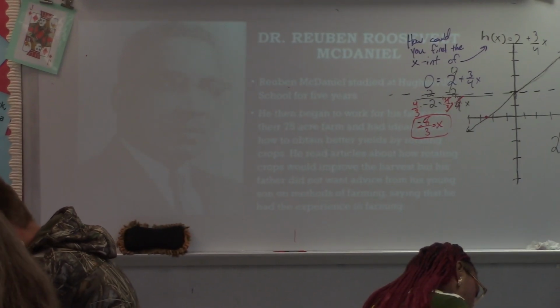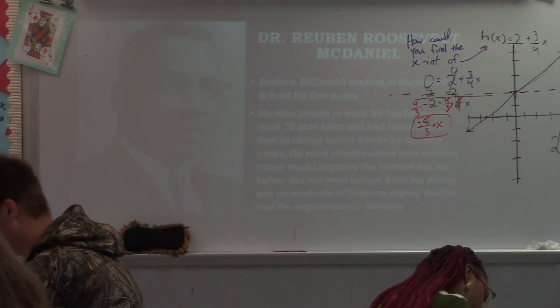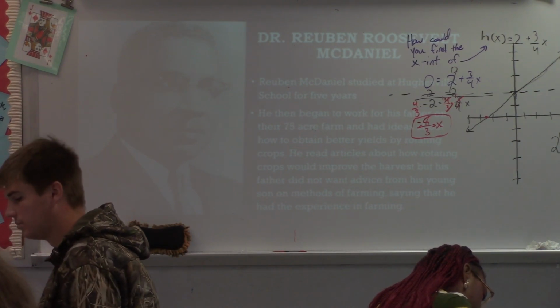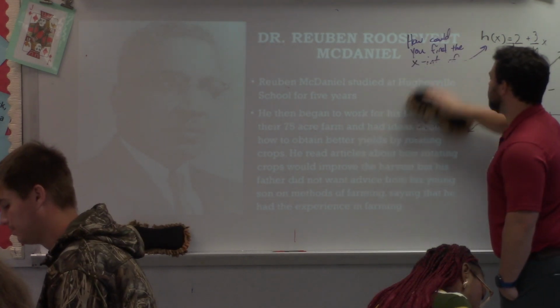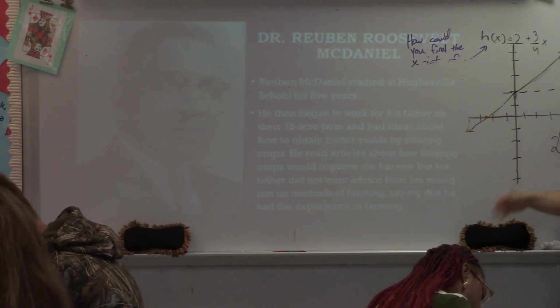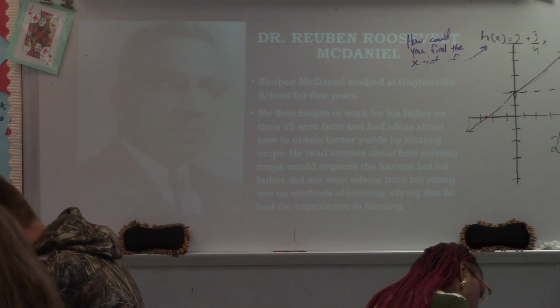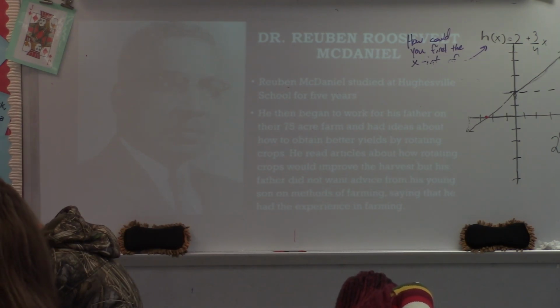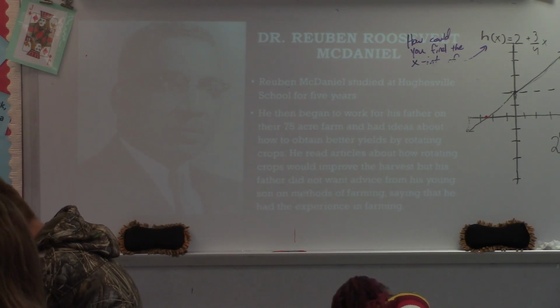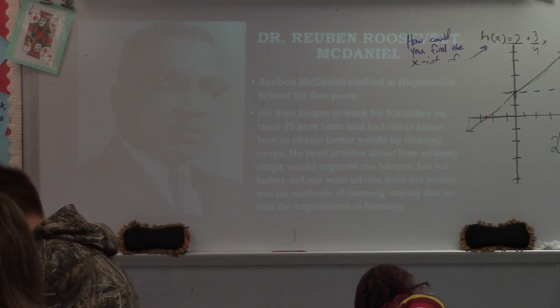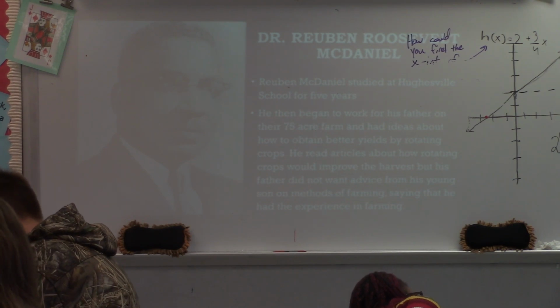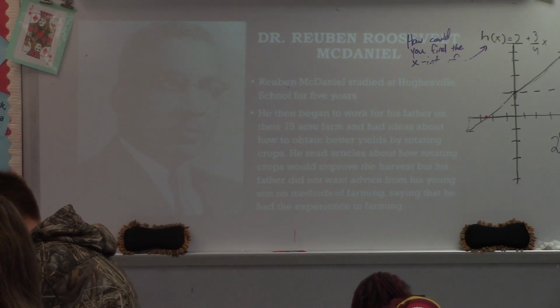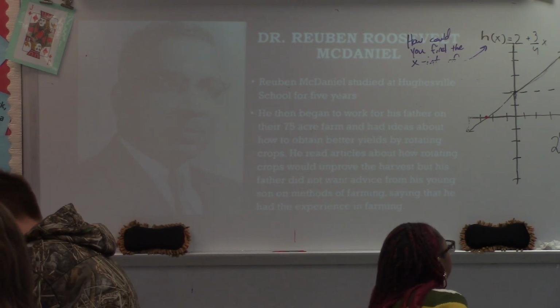Immediately after he finished his 5 years of elementary school, he started working with his father on their 75-acre farm. One of the things that was very interesting to me is he started having ideas about how to get better crops, better yields, how to do things in a more efficient way. And his dad wasn't having any of it, right? Dr. McDaniel was reading articles about how others were finding more efficient paths, and his dad was like, look, this is the way I've always done it, this is the best, we're not changing it. He's like, I have experience with farming, so I'm not going to listen. And that actually ended up fracturing their relationship.